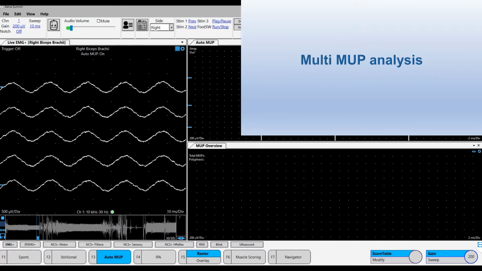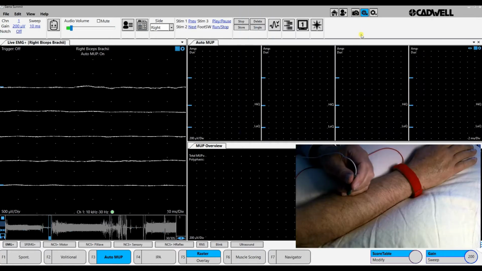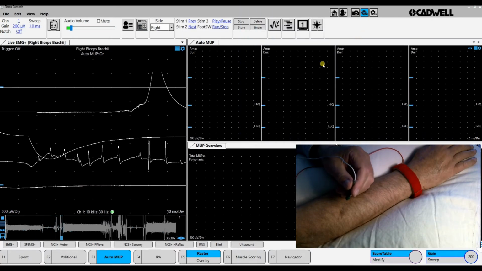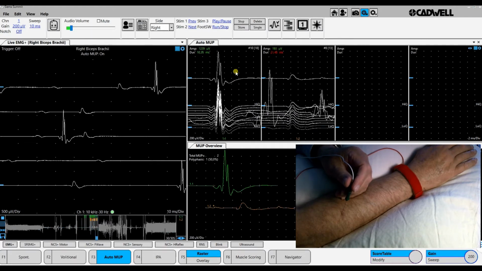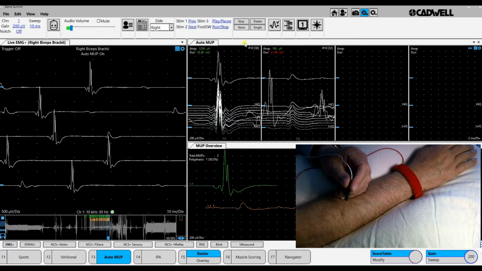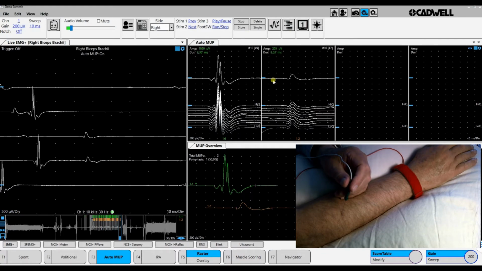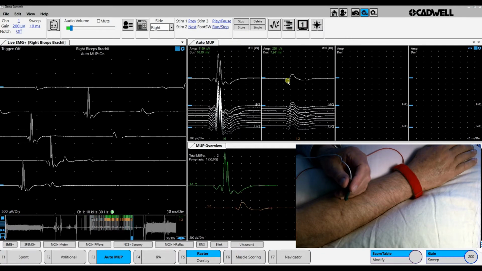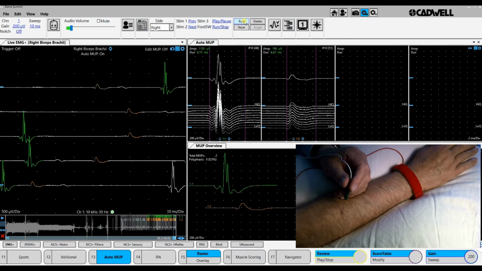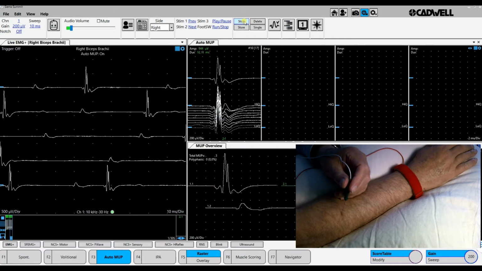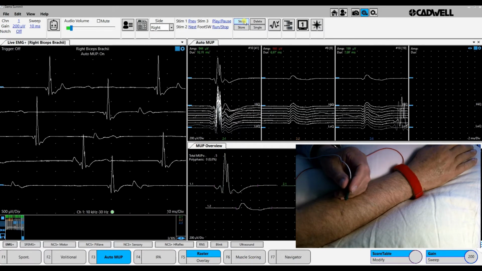And now we are going to do the multi-MUP analysis. I insert the needle into the muscle. We ask the patient for a very slight voluntary contraction and can obtain these signals. And you see how the memory boxes are filled up. There are 2 different units now, and we accept that. We press accept, and then a new recording position.